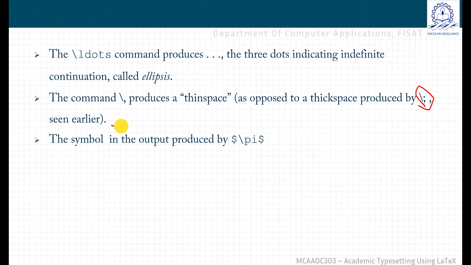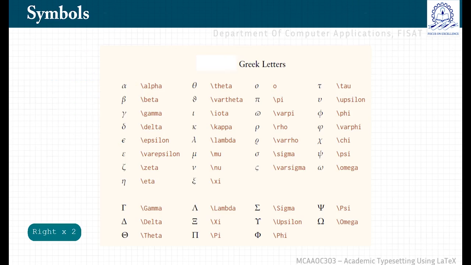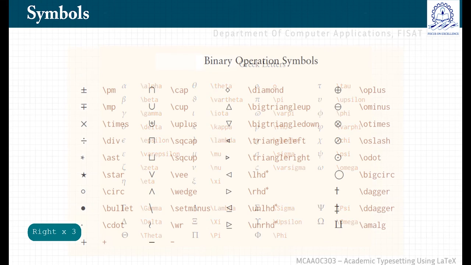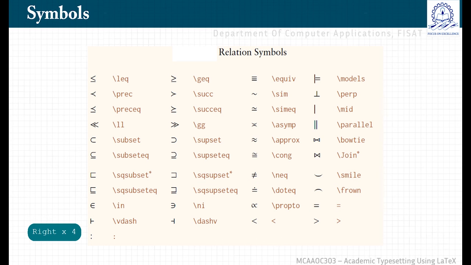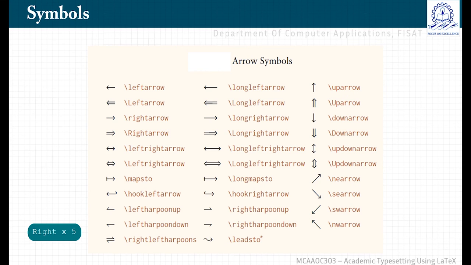In order to display the symbol pi, we have to use the command backslash pi. These are mathematical symbols. A list of Greek letters is given here. This is very useful while using mathematical equations and all. See, theta is achieved by using the backslash theta command. Like that, almost all symbols are supported in LaTeX: binary operation symbols, relation symbols like less than, greater than, etc., and arrow symbols like left arrow, right arrow, up arrow, etc.